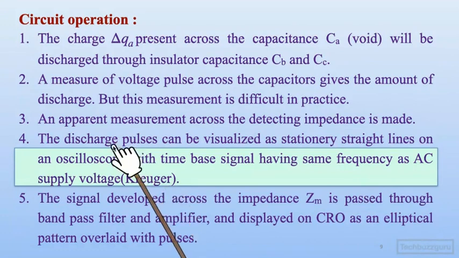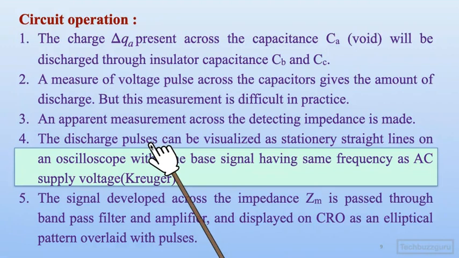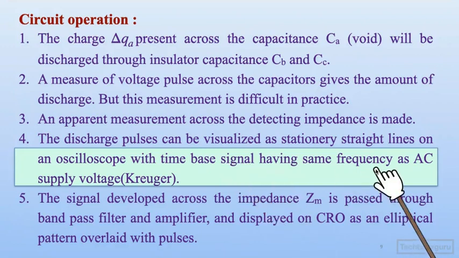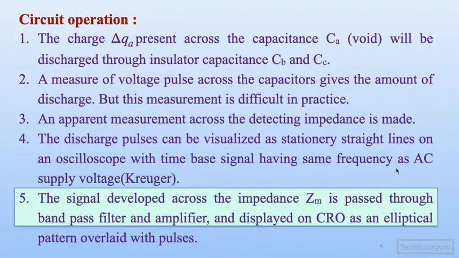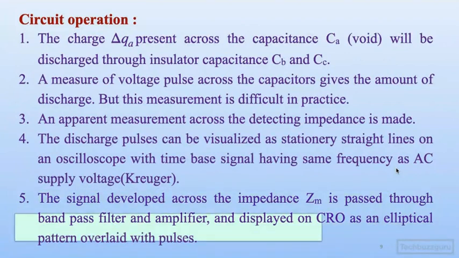So for the discharge pulses, we can see there are two sources coming across the impedance. One is the high AC voltage from the transformer, right? And the other one is in the form of calibrating pulses having the same time-base signal as the supply frequency. The signal developed across the impedance ZL is passed through the bandpass filter and amplifier, and it is displayed on the CRO as an elliptical pattern overlaid with pulses.